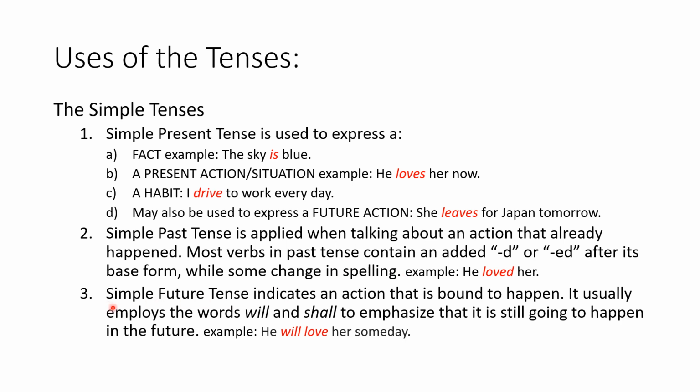Number 3, the simple future tense indicates an action that is bound to happen, an action that will take place in the future. It usually employs the auxiliary or helping verbs will and shall to emphasize that it is still going to happen in the future. Example: he will love her someday. This action is not currently true or happening, nor did it happen in the past. The presence of the auxiliary verb will is a signal that it is bound to happen in the future.